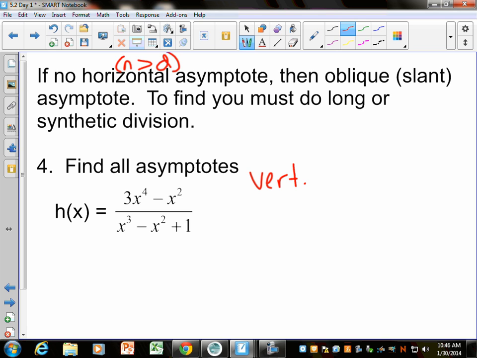Let's change this to find horizontal or oblique asymptotes. Forget about the vertical one here, because we can't set that equal to 0 yet. We don't know how to do that yet.